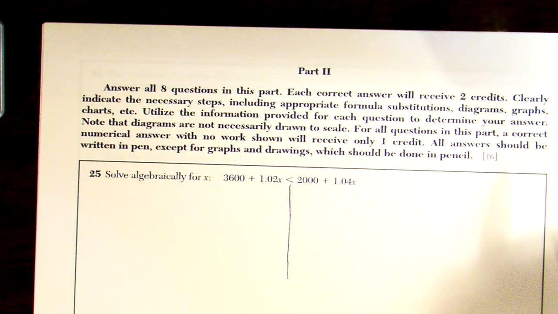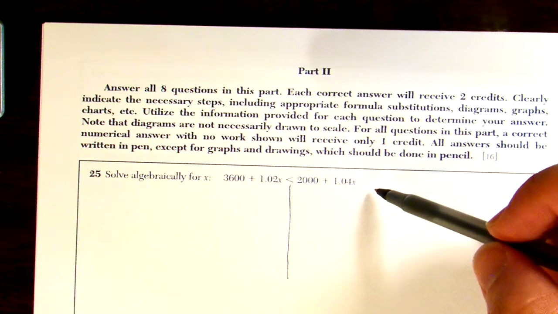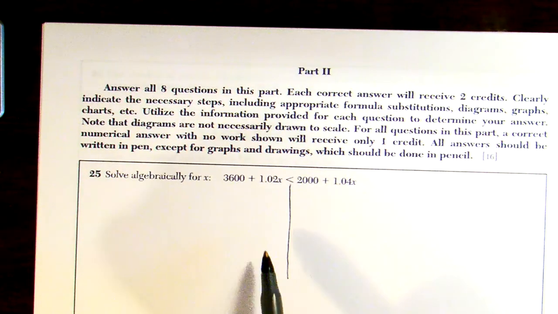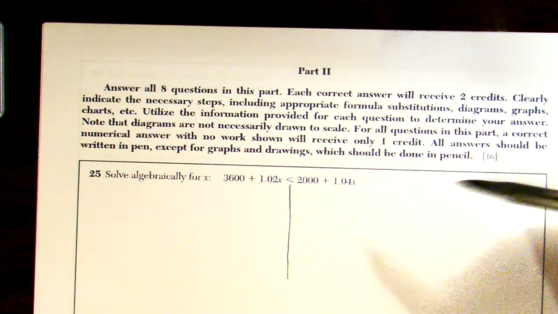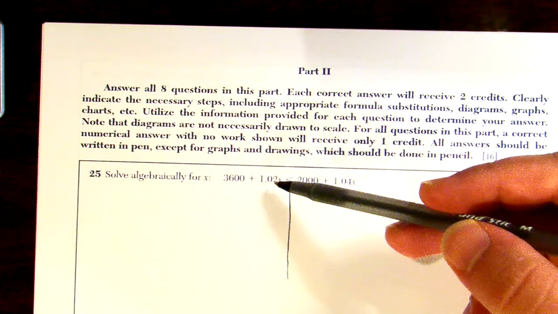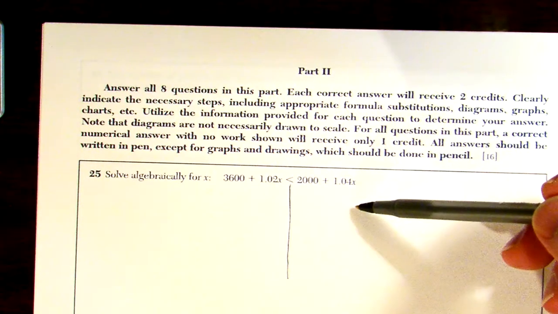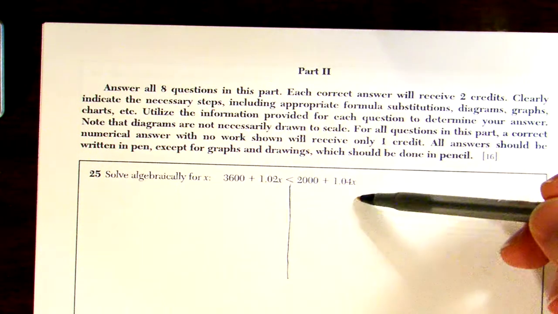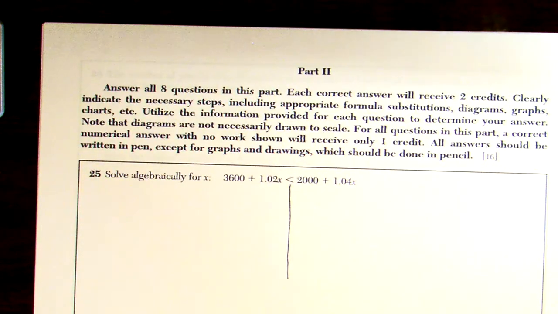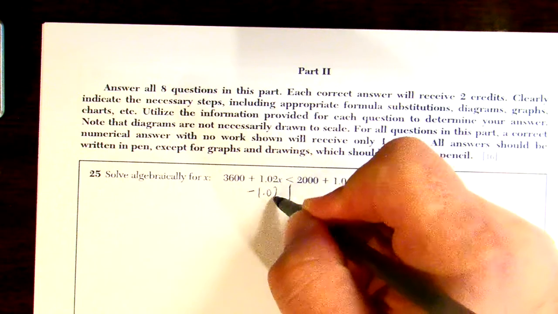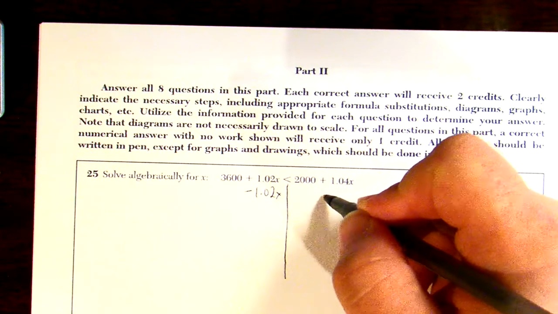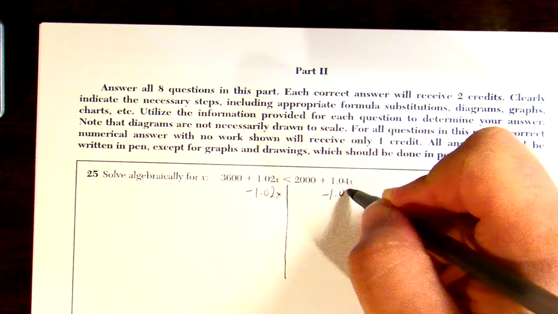And usually for these inequalities, they want you to move the x's to the right. And by that I mean, if you look at the 1.02x and the 1.04x, which one is bigger? 1.04 is bigger than 1.02, so that's why I want to move it to the right. So you want the small moving to the right. So what's the opposite of a plus 1.02x? It's a minus 1.02x. So what you do to one side, you gotta do to the other side.